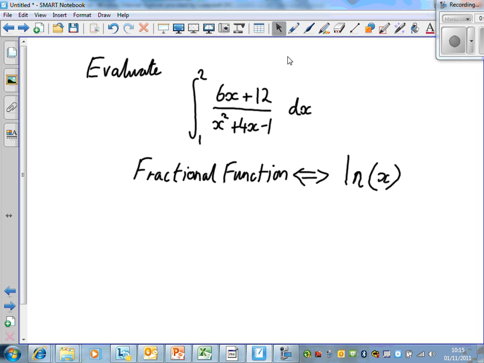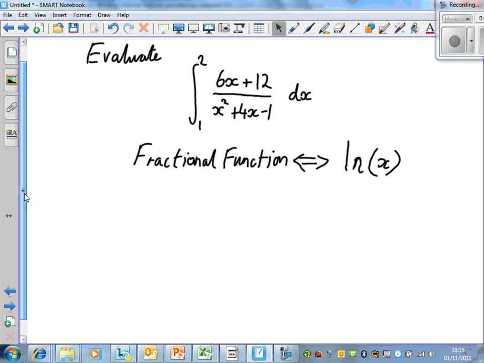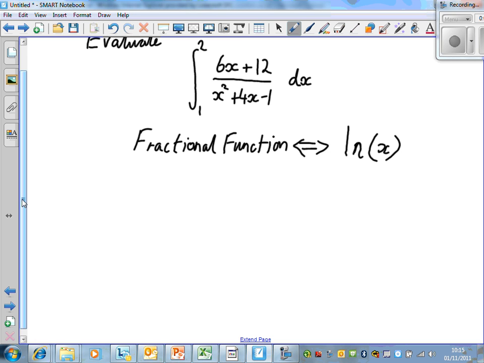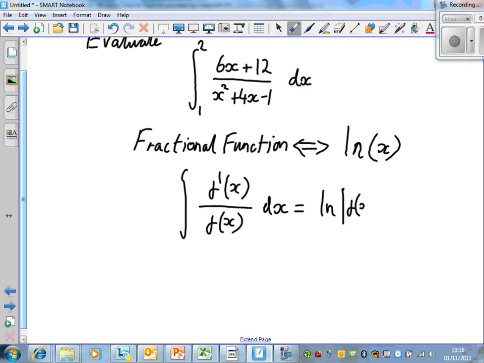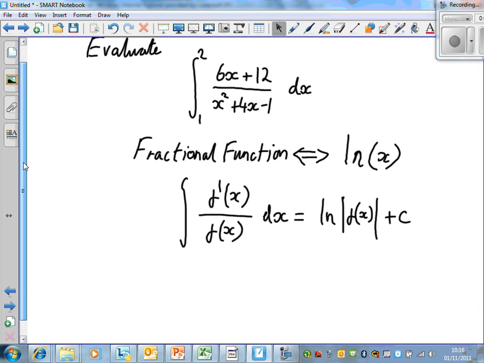The rule is, and you need to really remember this, that if we have the integral of a fraction, and in particular, if the denominator of the fraction is a function, and the numerator is the derivative of that function, if we differentiate it, the answer will be ln modulus of f of x plus c. Okay? Don't need to worry about the proof, but you do need to know how it works.